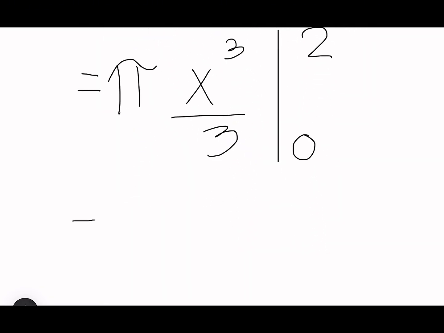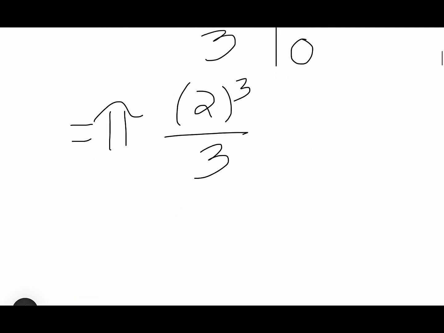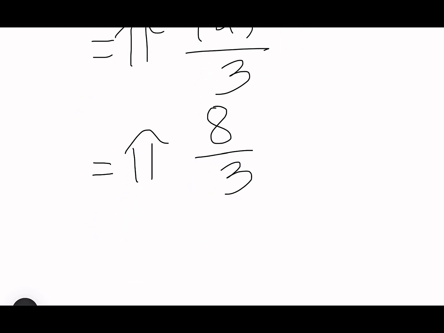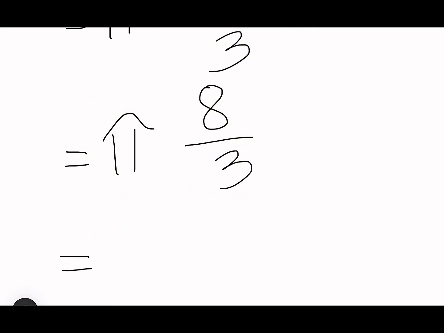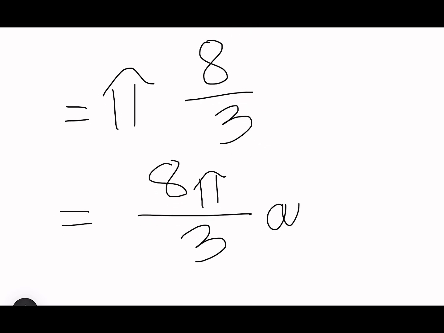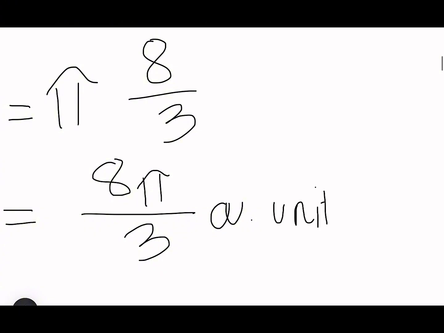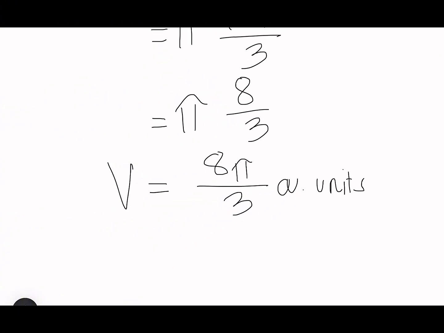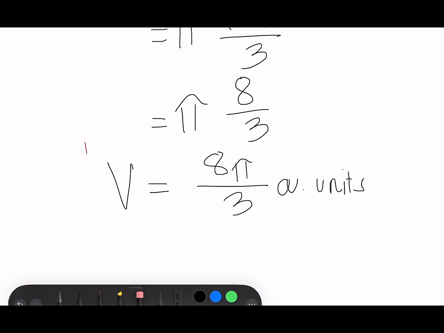Now it's going to be copy the pi, 2 cubed over 3. Next, copy the pi. So it's going to be 8 over 3. We need to multiply it by pi, or I can simply write this as 8 pi over 3 cubic units. So here's our final answer.